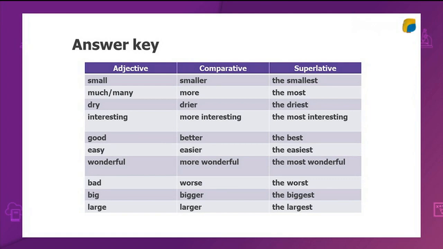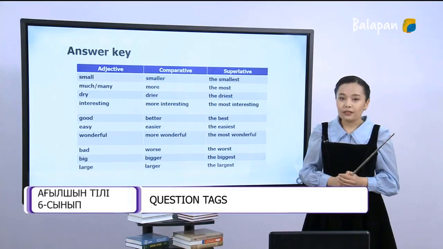Dry, drier, the driest. Interesting, more interesting, the most interesting. Good, better, the best. Easy, easier, the easiest. Wonderful, more wonderful, the most wonderful. Bad, worse, the worst. Big, bigger, the biggest. Large, larger, the largest. Well done, students.